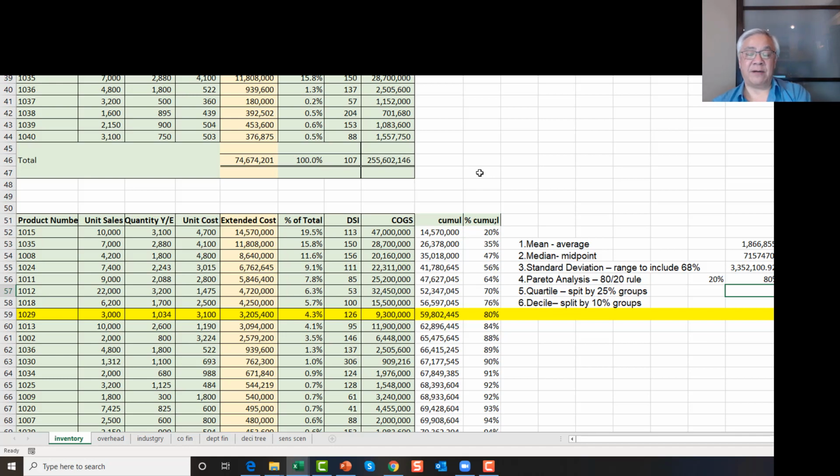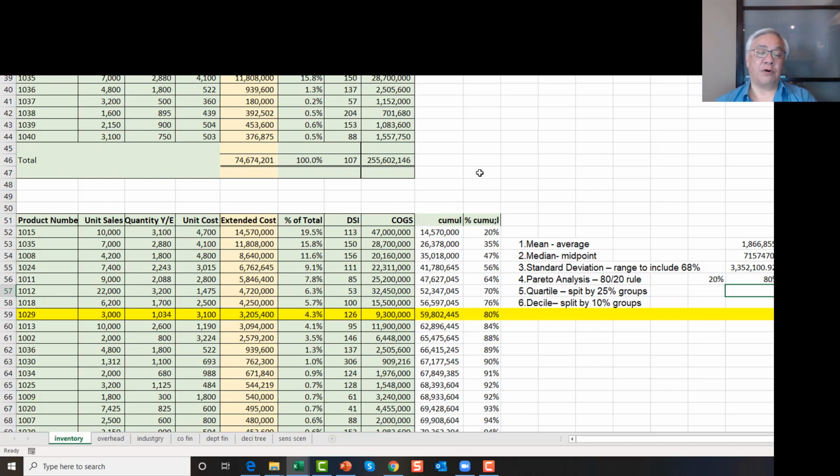So that's the Pareto. Normally it won't be so neat and tidy at 80-20. We'll see that kind of accumulation or aggregation in the larger selling items, but it won't magically be 80-20. There's no rule that it has to be 80-20.